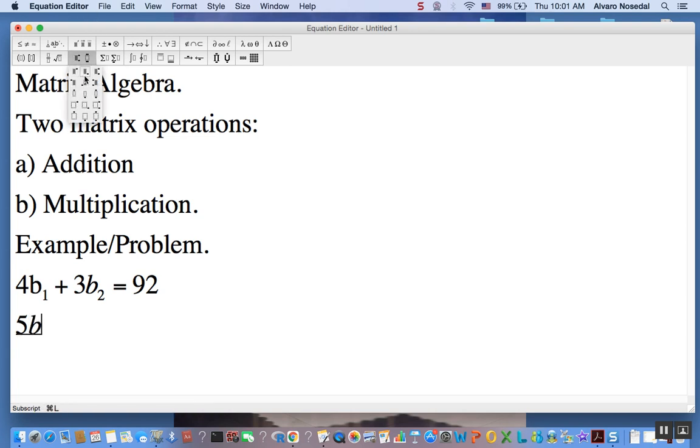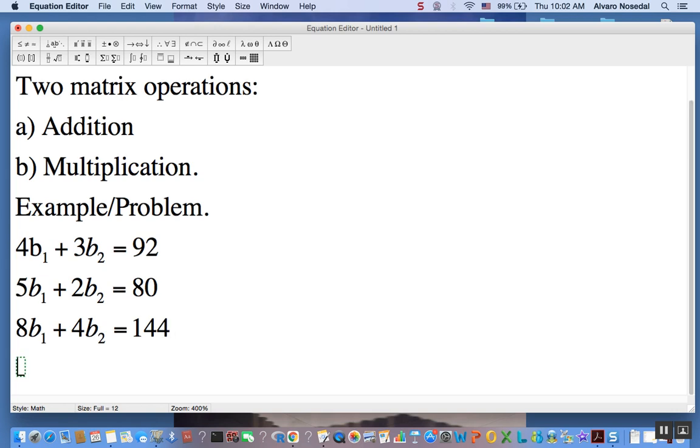5b1 plus 2b2 equals 80. That's going to be our second equation. And 8b1 plus 4b2 equals 144. Okay, so a system of 3 linear equations.